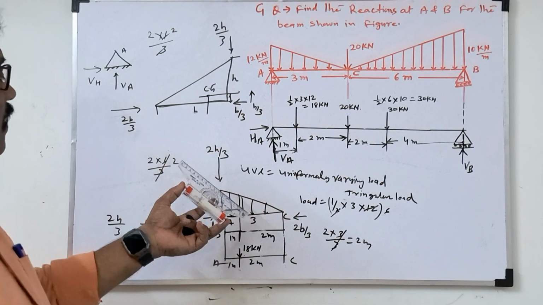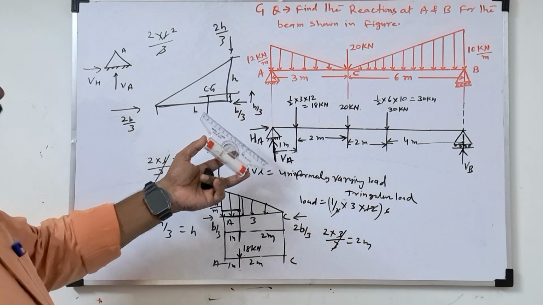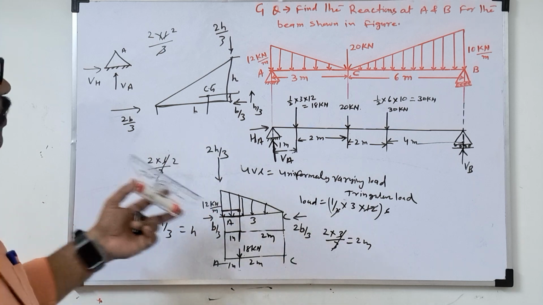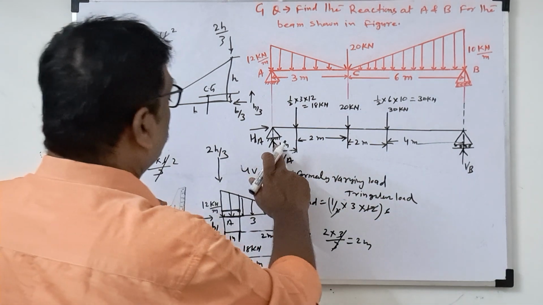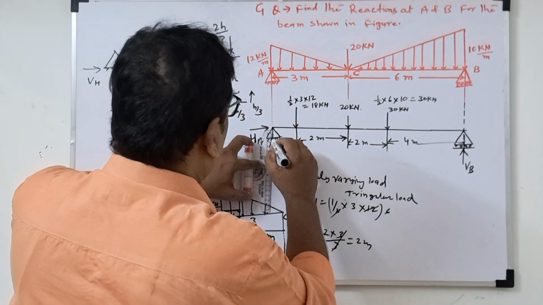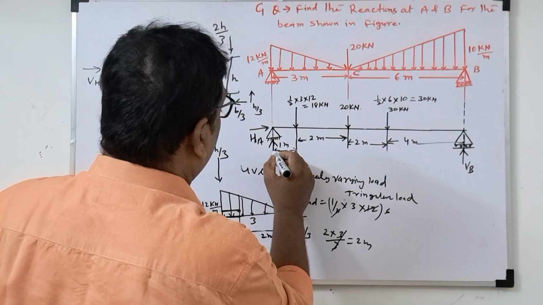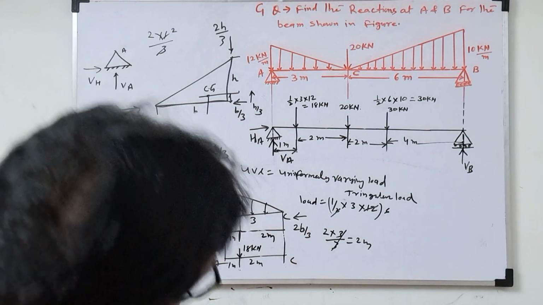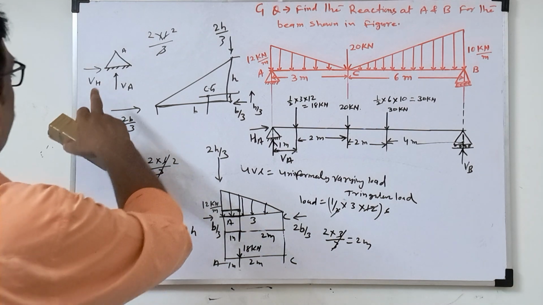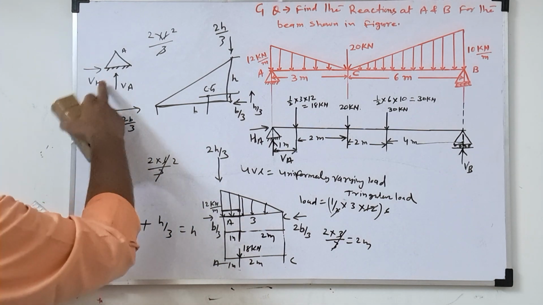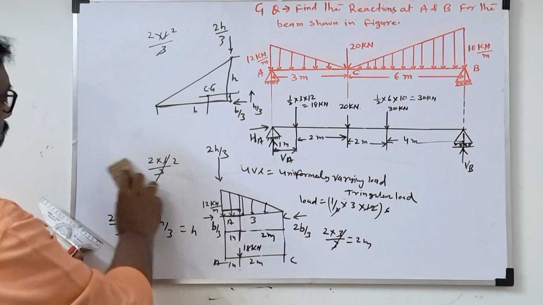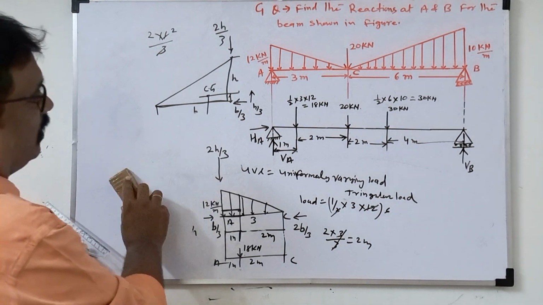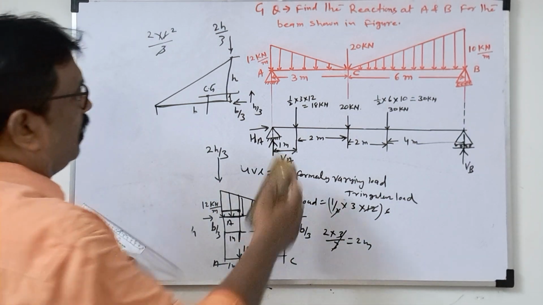We'll find the two equilibrium equations: sigma F equal to 0 and moment about any point will be 0. We'll get the solution. So this is the basic you have to remember here. First, a hinge support has 2 reactions. Roller has only 1 reaction. Fixed end has 3 reactions.